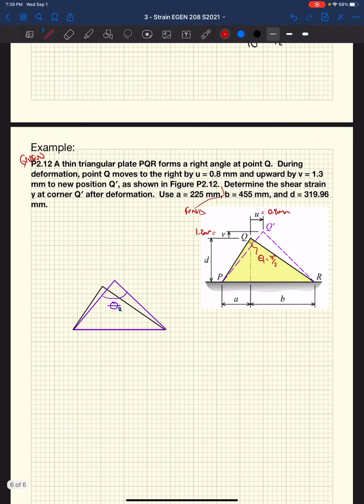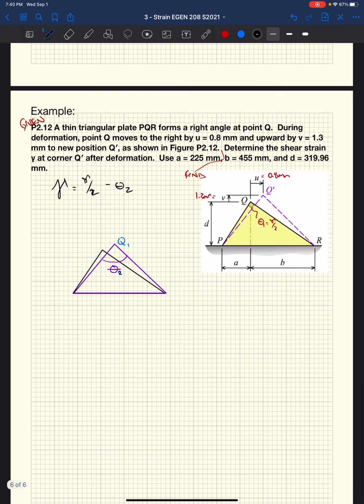So we pull out this right triangle, and we have this deformed shape. We have theta 1 is pi over 2, it's a right angle. Then we're interested in what theta 2 is. What's our final angle at Q prime? Well, we know from above, because we have complementary angles, we can say that pi over 2 minus theta 2 is gamma, or our shear strain.